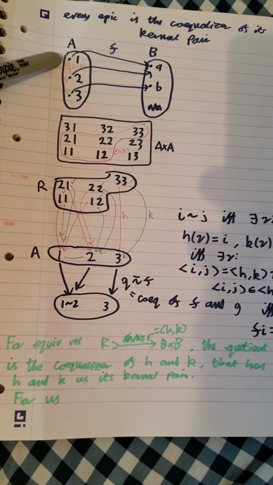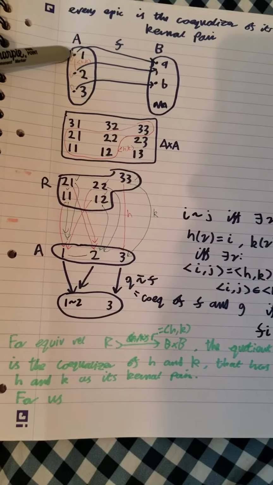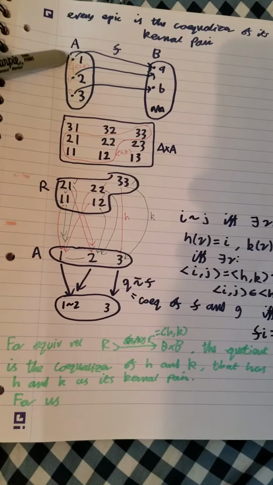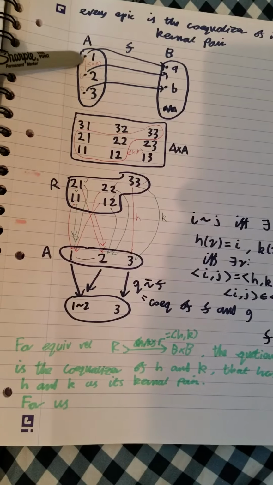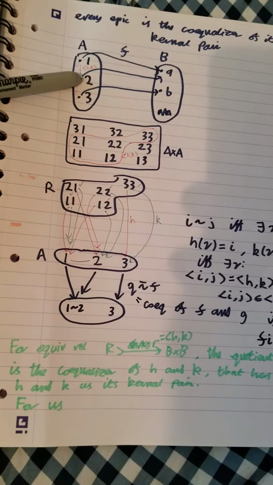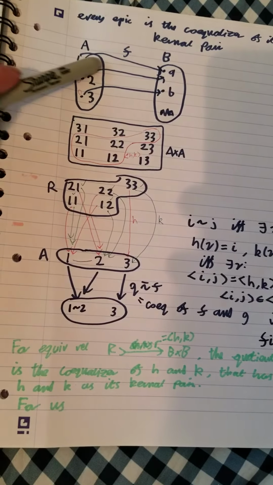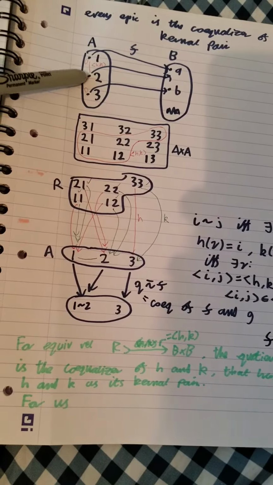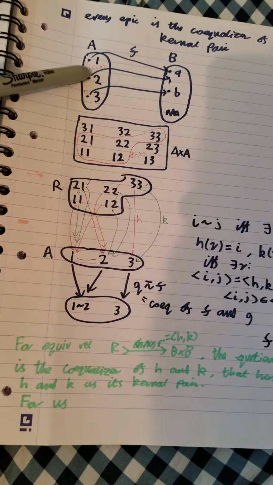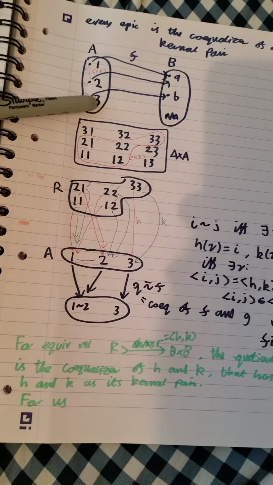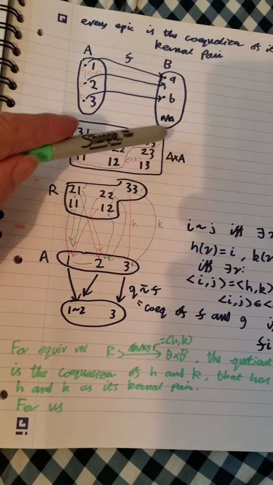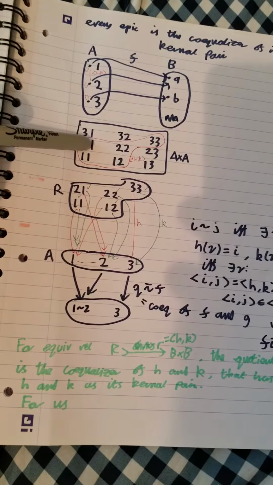Well, we can quickly graphically illustrate it by drawing a kind of undirected graph where we link any pair of elements in this set capital A when they're sent to the same thing under f. Okay, and then we can think of this set of undirected edges as a subset of A times A, and that's basically what we can think of the kernel pair as.